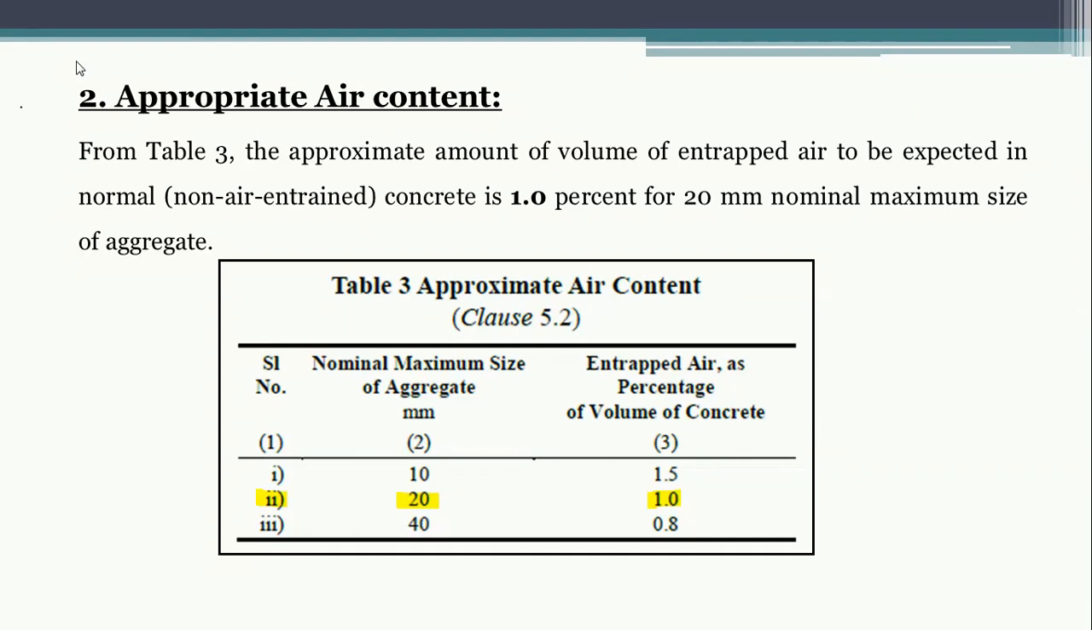I have taken a screenshot and I have highlighted it. For 20 mm maximum size, the entrapped air is 1%. Okay, 1% means 1 by 100. So the volume of air entrapped in the concrete is 1%, so 1 by 100, 0.01 meter cube.